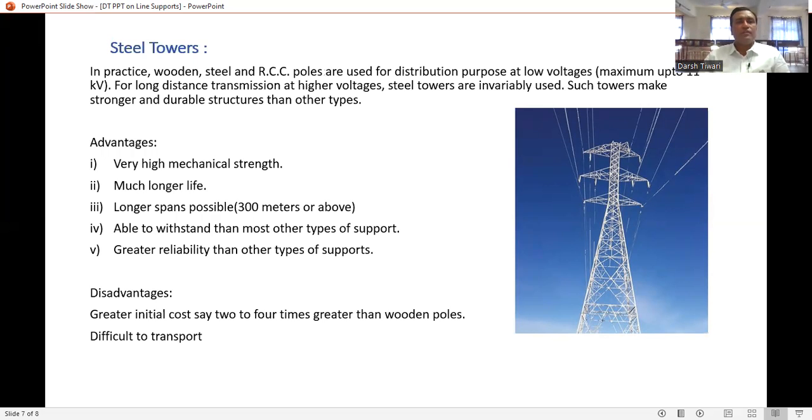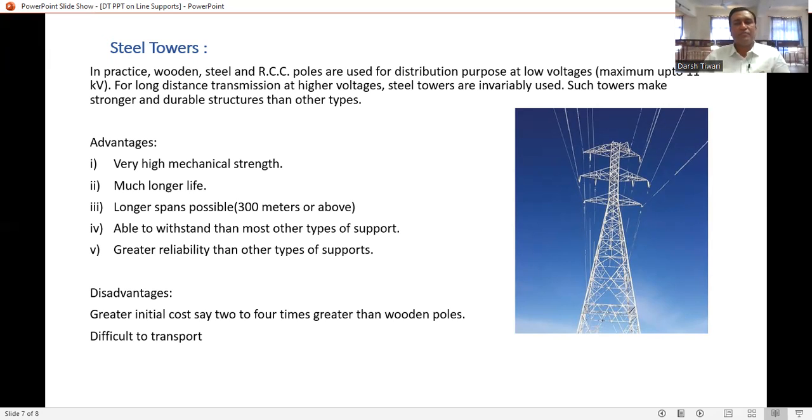Advantages of steel tower: they have very high mechanical strength and much longer life. Longer spans are possible. Here the span is again increased, up to 300 meters or above. That means 50 meters in the case of wooden poles, 50 to 80 in the case of steel poles, and up to 200 meters in the case of RCC poles. Now it is 300 meters or above in the case of steel towers. One more advantage, they are able to withstand more than most other types of support and have greater reliability than other types of supports.